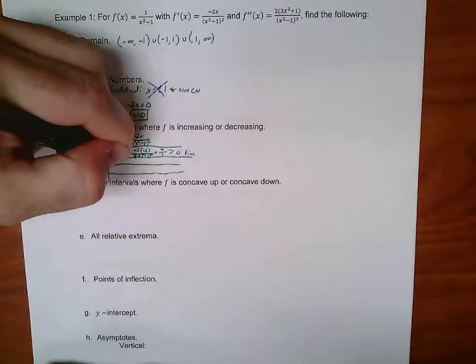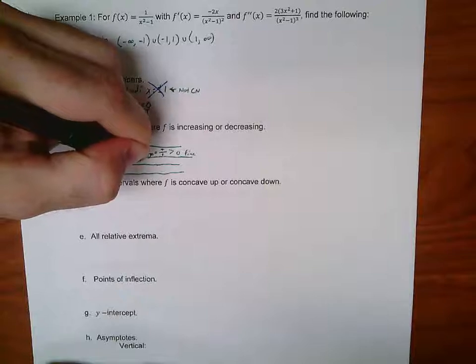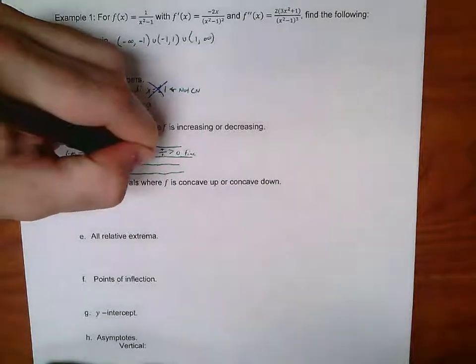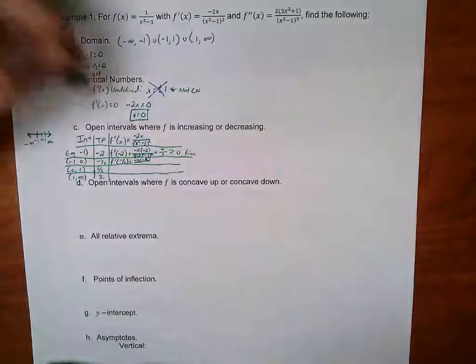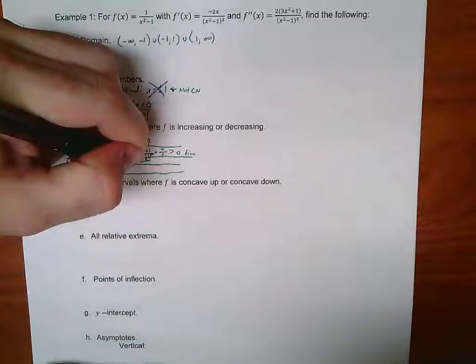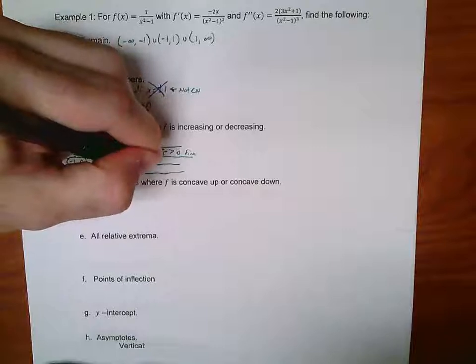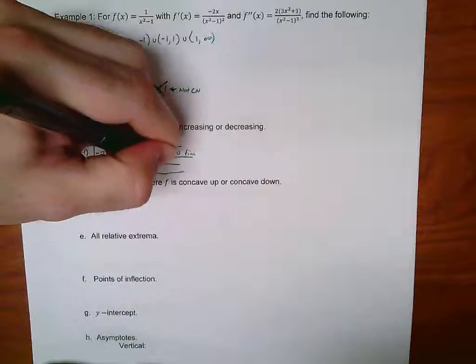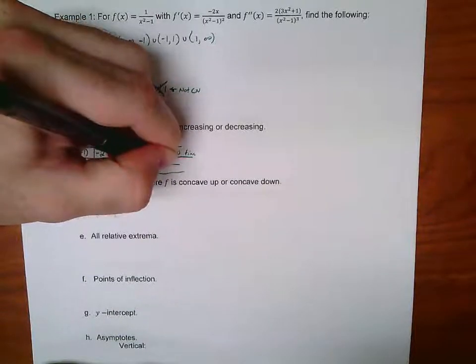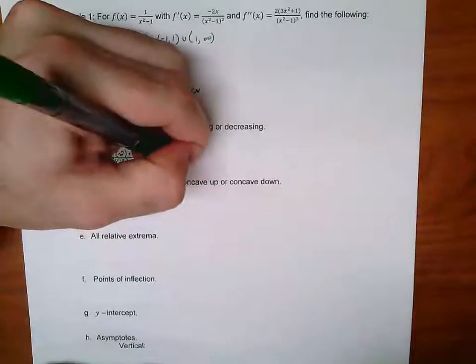f prime of negative 1 half. That's negative 2 times negative 1 half over, and I apologize for how small this is, I apparently didn't leave myself enough room here, over (negative 1 half quantity squared minus 1), all that squared. So negative times negative again is positive. And our denominator is always positive because it's something squared. Positive divided by positive is greater than 0, so we're increasing.